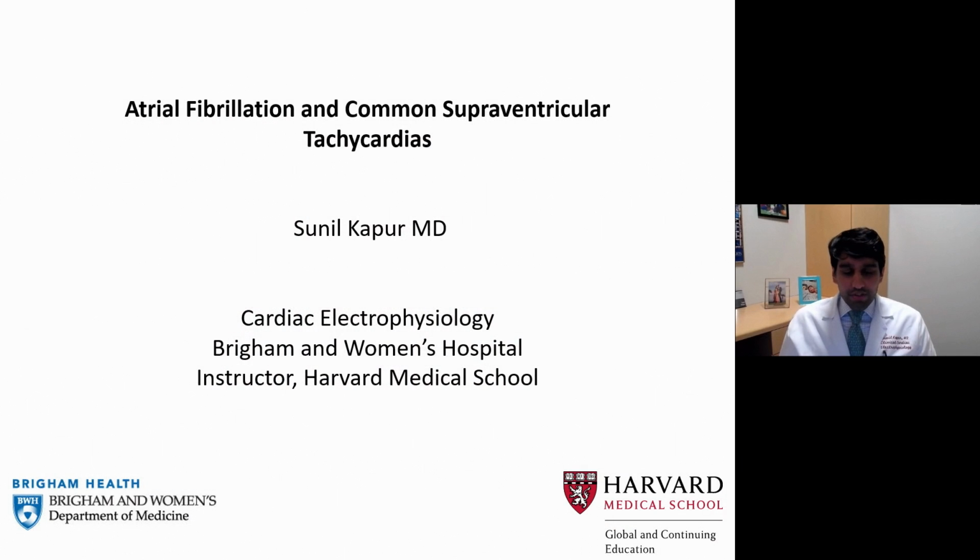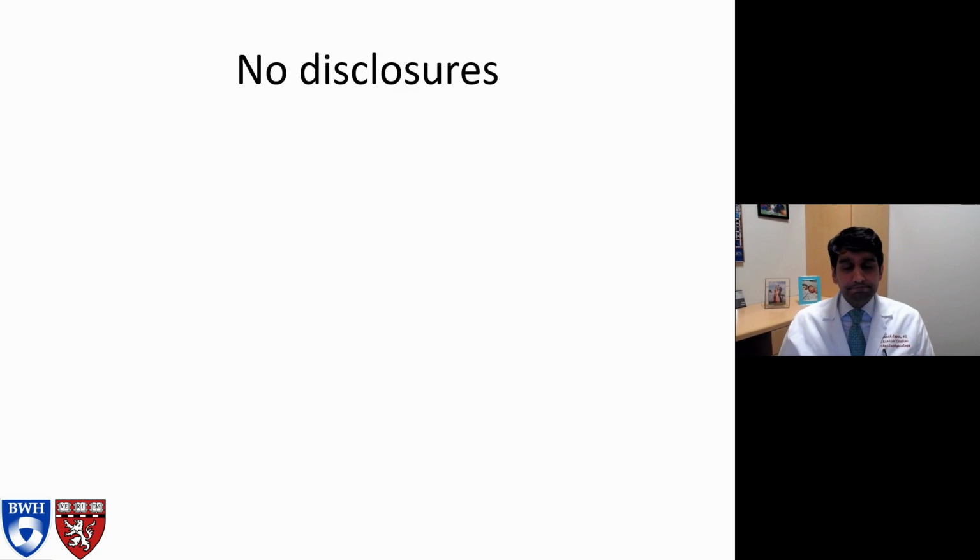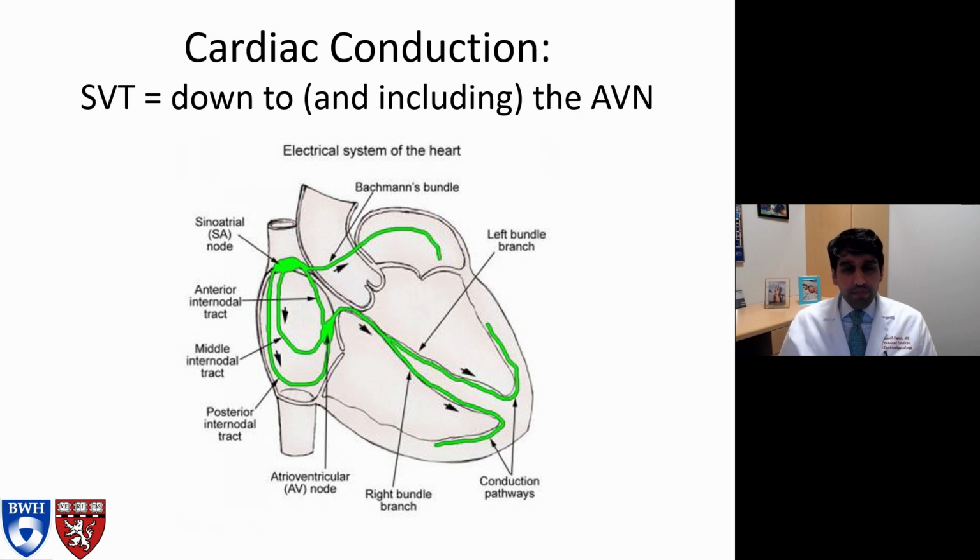Great, thank you. So like Dr. Desai mentioned, we're going to be talking about atrial fibrillation and other common supraventricular tachycardias. So to dive in, as we all know, the cardiac conduction system is relatively consistent between patients and relatively complex. We start with the electrical impulse at the sinoatrial node. It then moves down through intranodal fibers to the atrioventricular node, and then down through the His-Purkinje system, where the electrical signal results in ventricular contraction and a heartbeat.